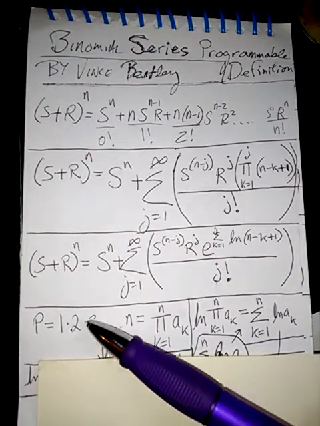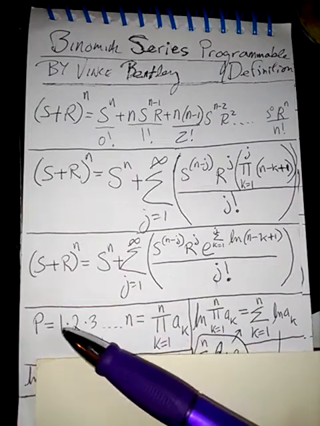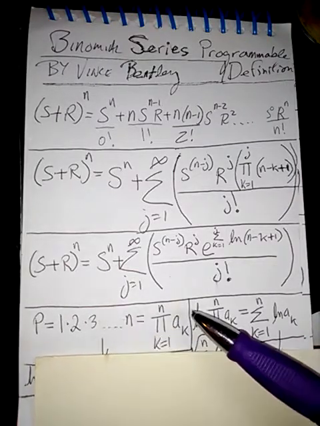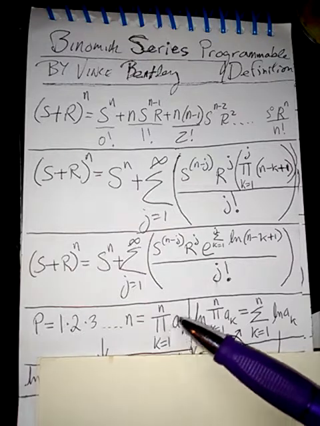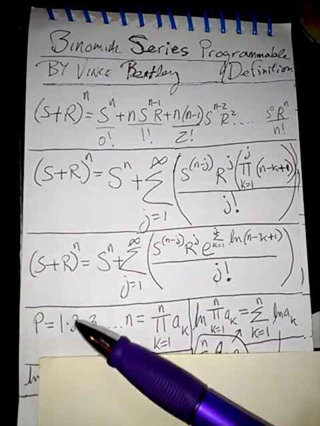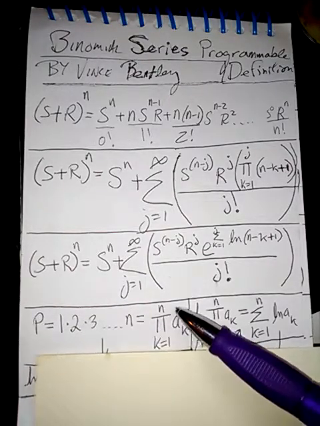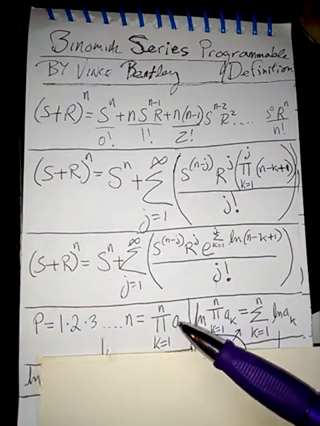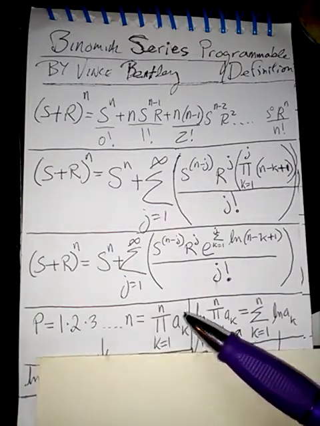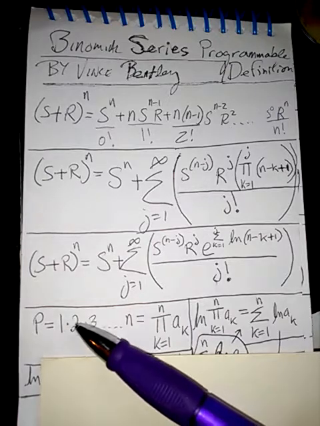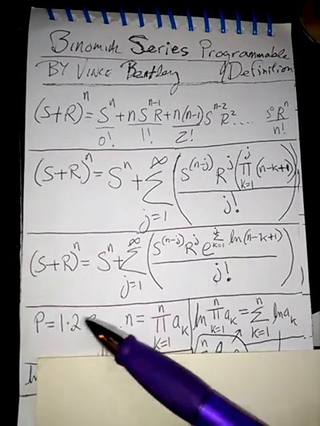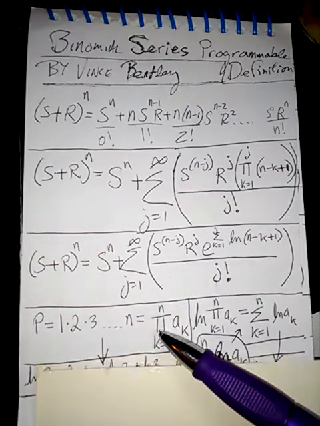In this example, if it's 1, 2, 3, then this would just be k. You know, if it was 1 squared, 2 squared, 3 squared, the a sub k would be k squared, and so on. So this is the function of whatever product you have. So this is how you write a product right here.